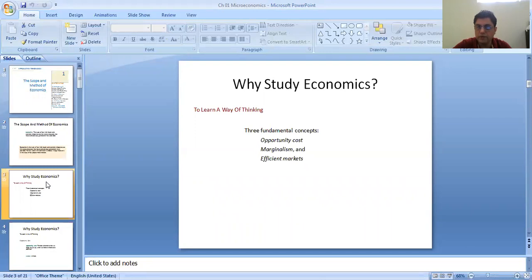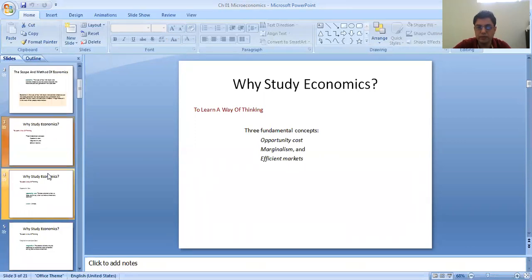To learn a way of thinking with three fundamental concepts: opportunity cost, marginalism, and efficient markets. Let's discuss what opportunity cost, marginalism, and efficient market are.